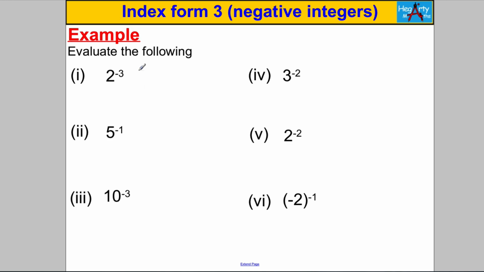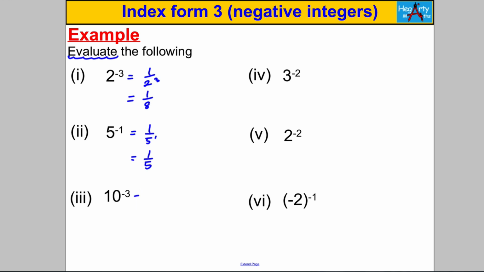Evaluate the following. Now evaluate here actually means work out the answer. 2 to the negative 3 means 1 over 2 cubed, right? And 2 cubed is 8, so this is the answer, 1/8. 5 to the negative 1 means 1 over 5 to the positive 1. And 5 to the positive 1 is just 5, so this is a fifth.